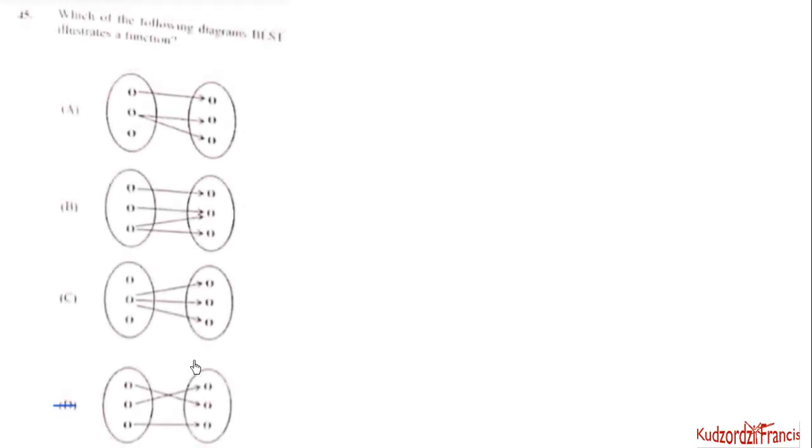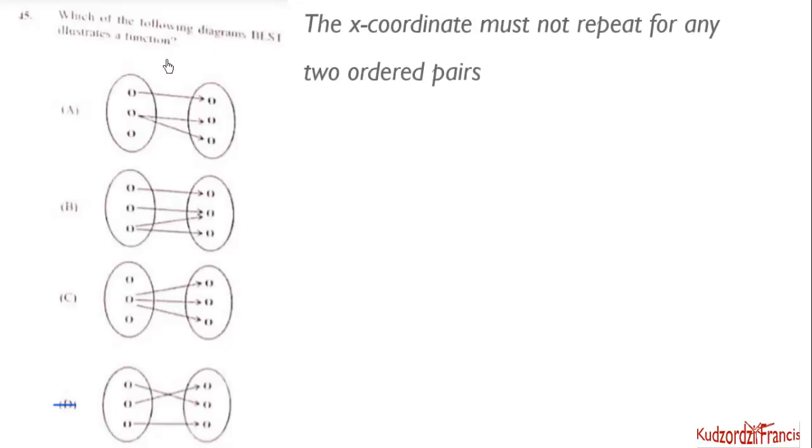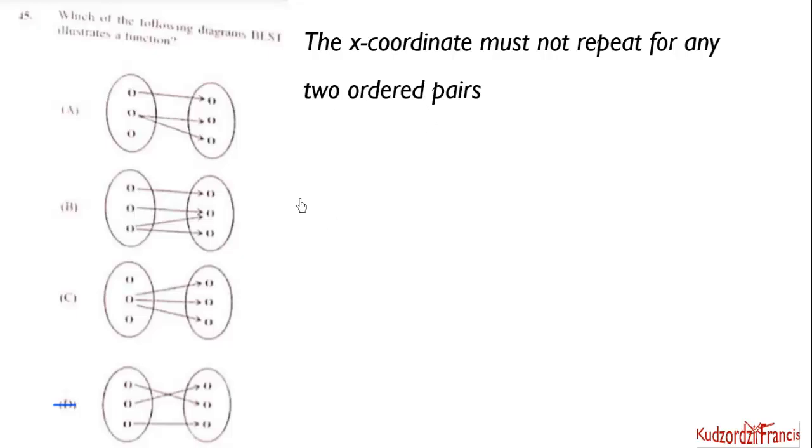Now item 45. Which of the following diagrams best illustrate for a function? So we know for a function the x coordinates must not repeat, but this one is repeating, so out. This also repeating, out. This also repeating, out. So this is the correct choice. None of them is repeating.